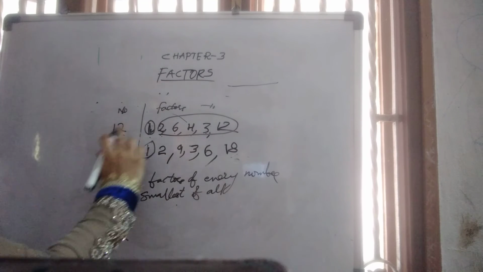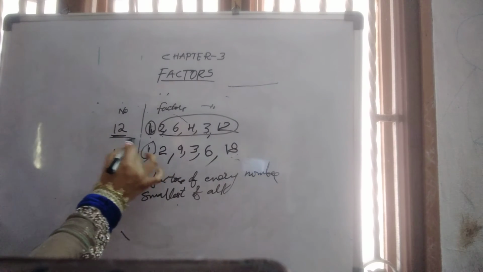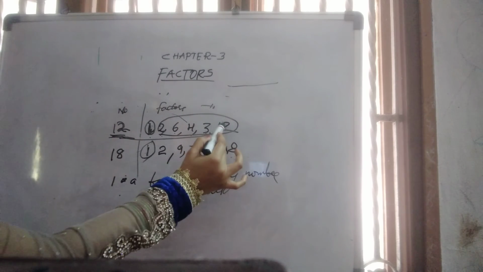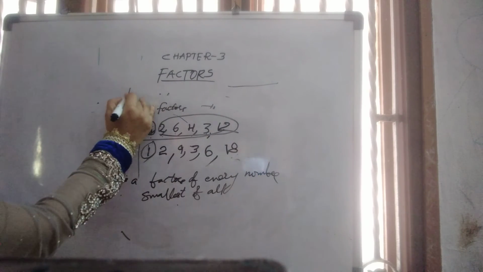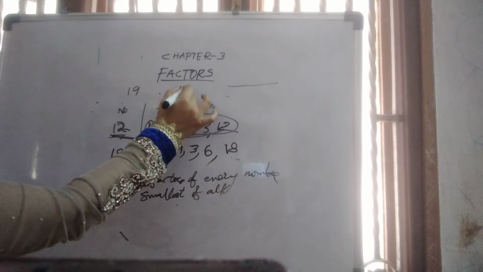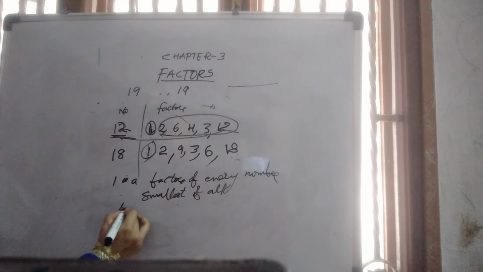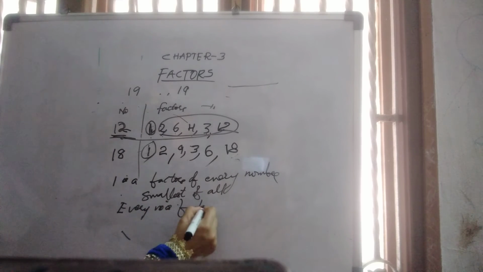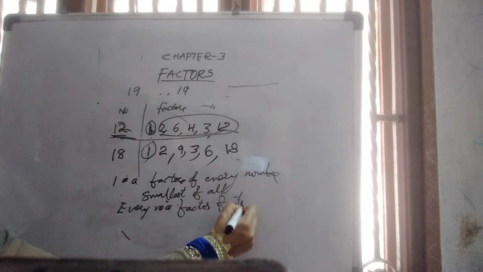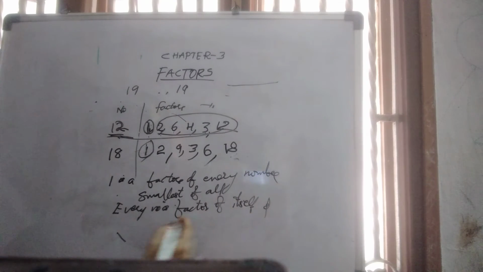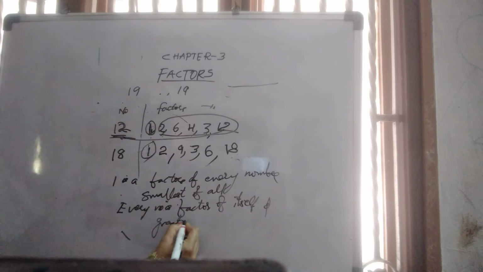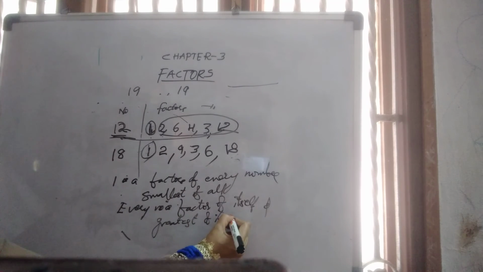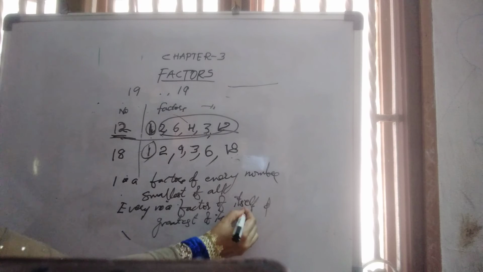And another thing we have noticed here: every number is a factor of itself. Here 12 is also a factor of 12. If you take 19, 19 also came as a factor. Every number is a factor of itself, and it is the greatest of its factors. 1 is the smallest and the number itself is the greatest of its factors.